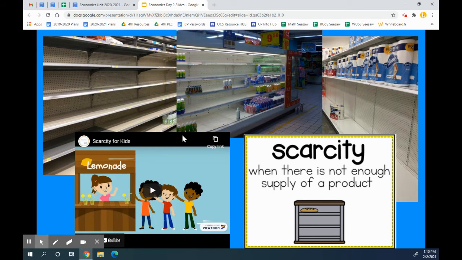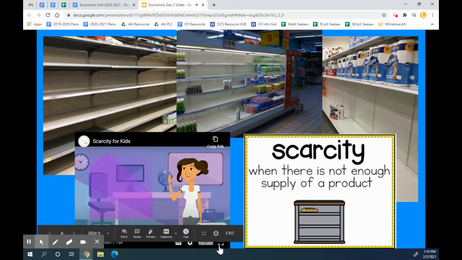Sometimes we have something that's called scarcity. And this has been a really big issue for us this past year with COVID-19. You'll sometimes go into the store and notice a whole shelf that is out of items. So these are actually some examples from this past year of tons of toilet paper being out of stock or tons of cleaning products being out of stock. So let's take a second and watch this video about scarcity.